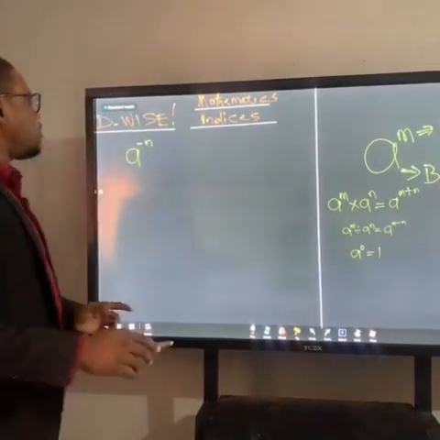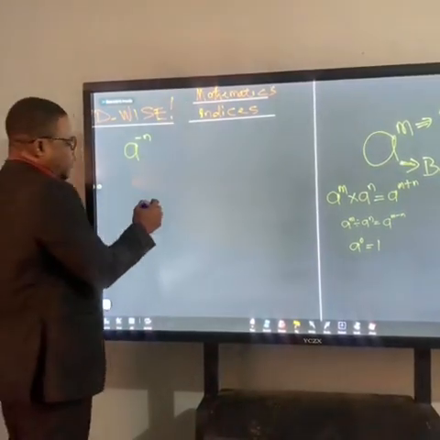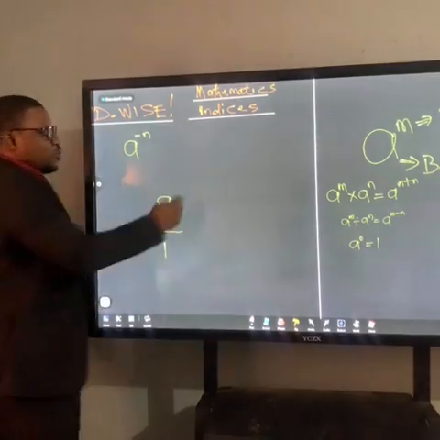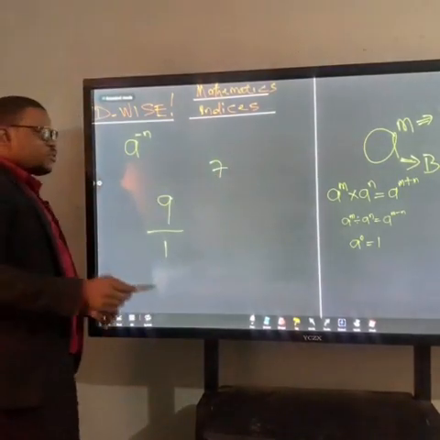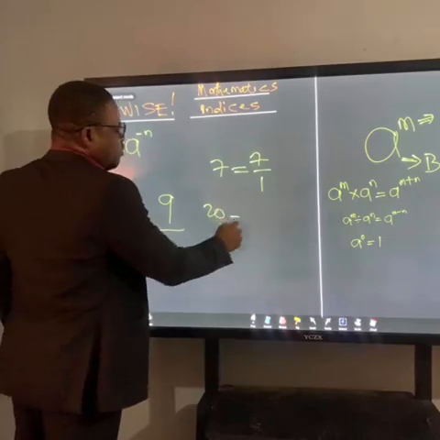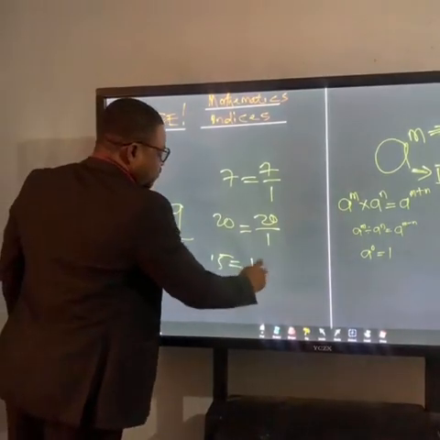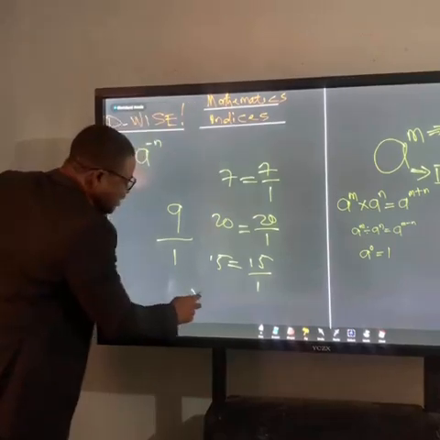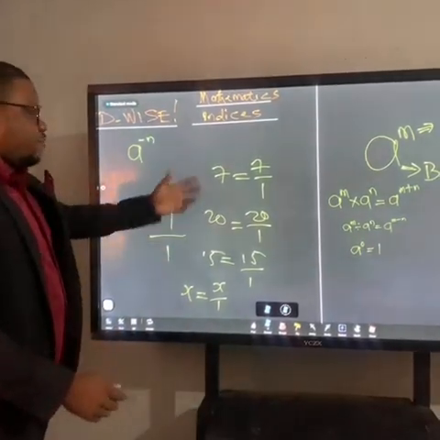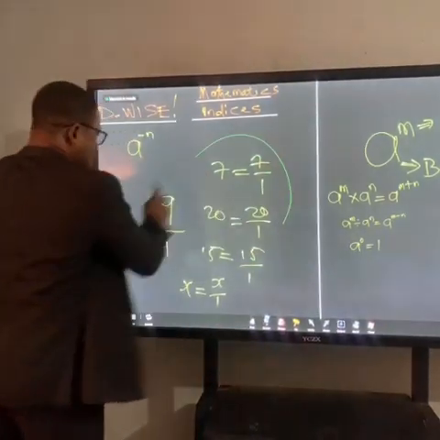Let me try and emphasize something before we go further. I have said to you guys before that anytime you have a number that doesn't have a denominator, the denominator is 1. So if I have 7, and 7 doesn't have a denominator, it's the same thing as 7 over 1. If I have 20 without a denominator, it's 20 over 1. If I have 15, it's 15 over 1. If I have x, it's x over 1. So any value that doesn't have a denominator, the denominator is 1. Alright, so let's sort that out quickly.